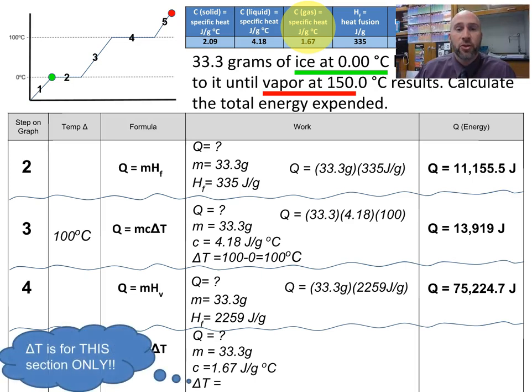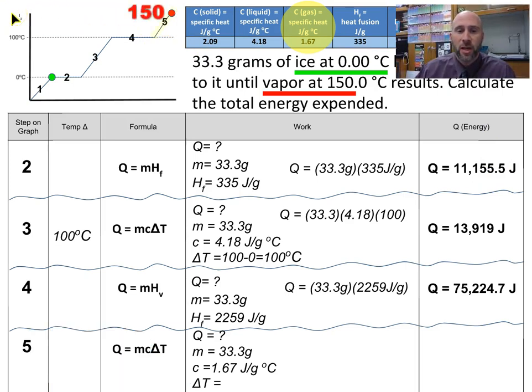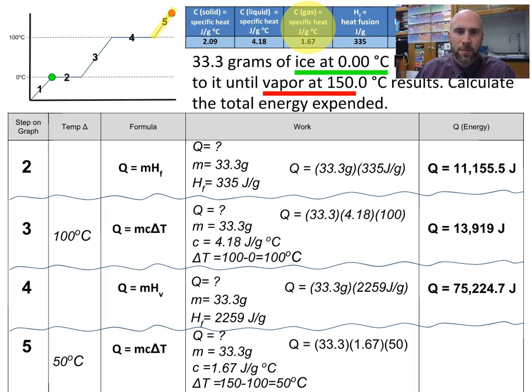And then the temperature change, same thing. You are just doing the temperature change for section 5. On this one, the start of section 5 is at 100 degrees and we're ending up at 150. That means we have a temperature change just in that little section. Our final temperature is 150, our initial temperature is 100, so for section 5 our temperature change is 50. Now you plug that into your Q equals MC delta T, plug that into your calculator, and you end up with 2,780.